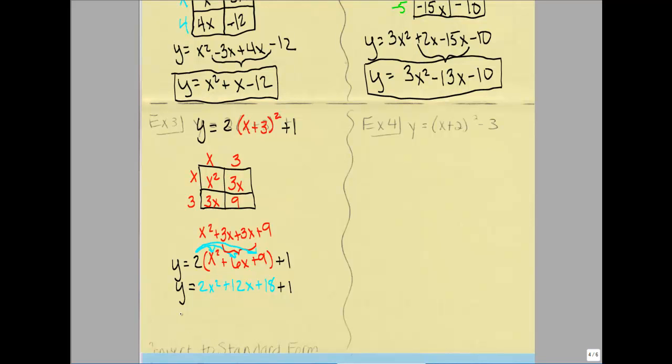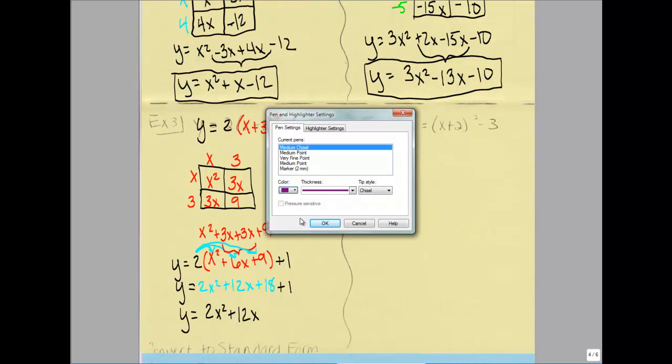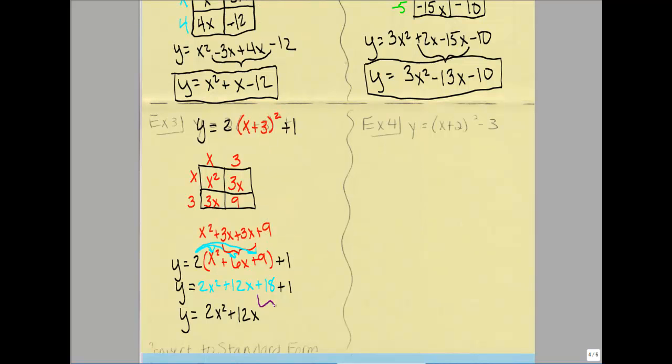The very last thing we do is combine like terms, and for this problem that means that we're going to add the last two numbers together. So the 18 plus the 1. So these will be combined together, which 18 plus 1 is just 19. And that is our final answer.